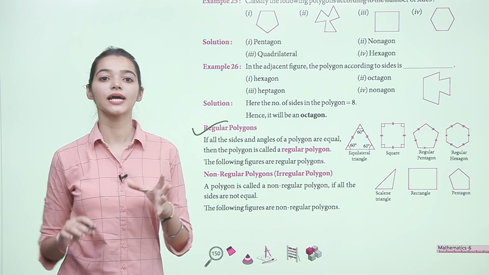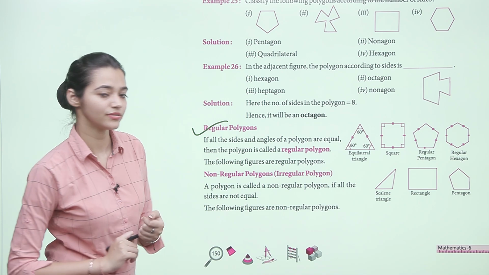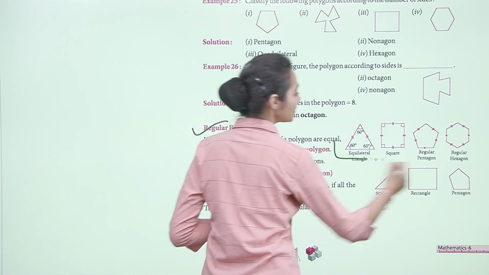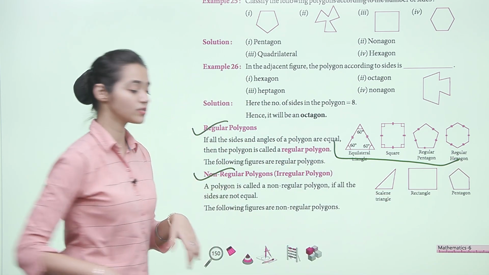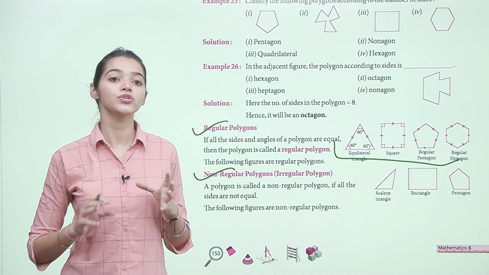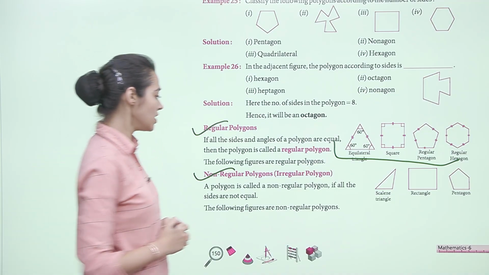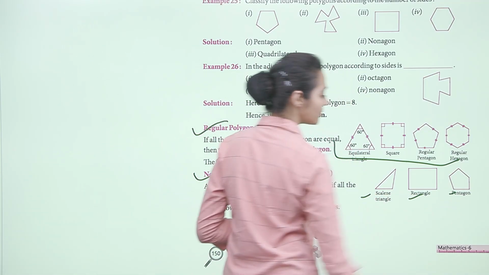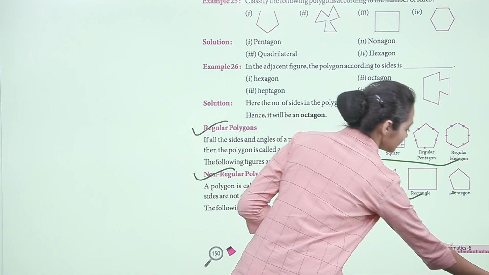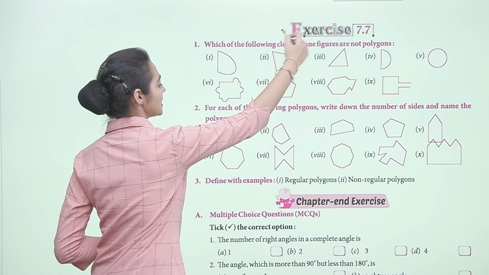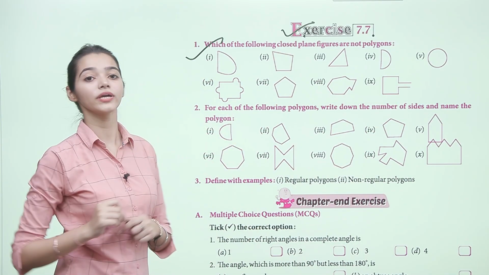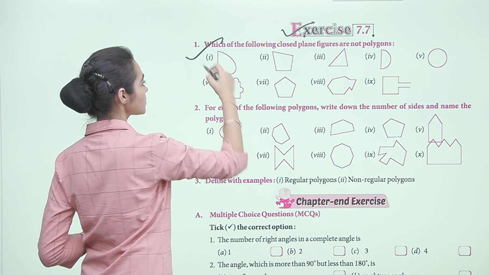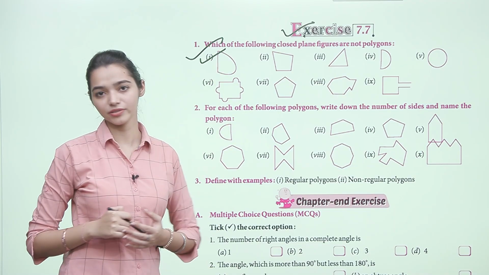Regular polygon, if all the sides and angles of a polygon are equal, then it is a regular polygon. These all are our regular polygons. Irregular polygons or non-regular, that means all the sides are not equal. So scalene triangle, rectangle and pentagon are irregular. Exercise 7.7, in the first part, which of the following closed plane figures are not polygons? First one is not a polygon, that's how you can complete the remaining part.